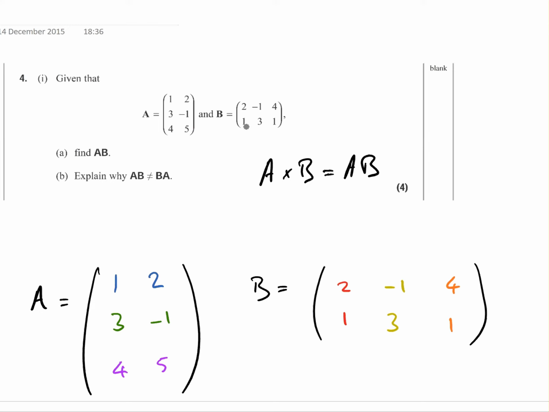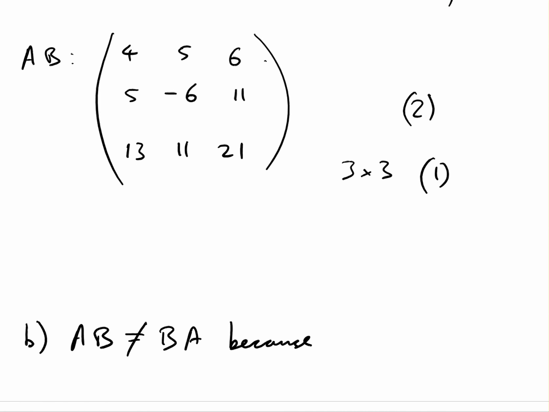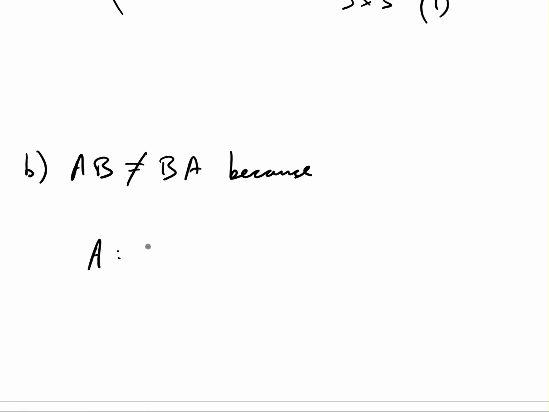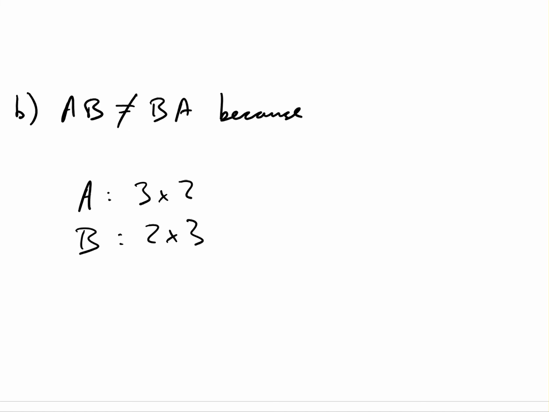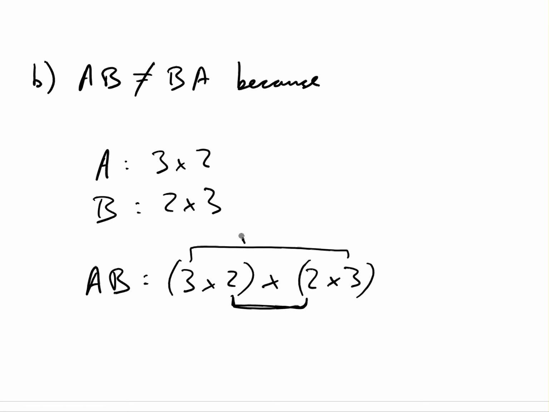Let's look at B. The number of rows in B is 2, and the number of columns in B is 3. So A is a 3 by 2 matrix and B is a 2 by 3 matrix. AB is a 3 by 2 matrix multiplied by a 2 by 3 matrix. Remember, in order to multiply matrices, the two inner numbers have to match, and the outer two numbers give you the dimension.